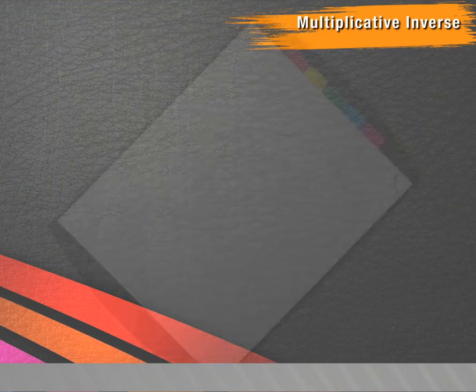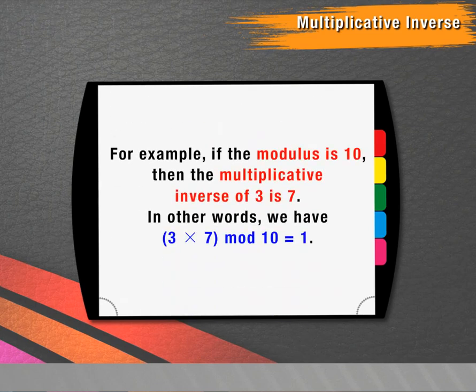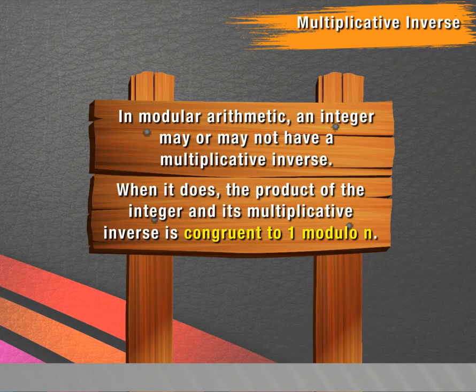Multiplicative inverse. In Zn, two numbers a and b are the multiplicative inverses of each other if a into b is equal to 1 mod n. For example, if the modulus is 10, then the multiplicative inverse of 3 is 7. In other words, we have 3 into 7 mod 10 is equal to 1. In modular arithmetic, an integer may or may not have a multiplicative inverse. When it does, the product of the integer and its multiplicative inverse is congruent to 1 modulo n.